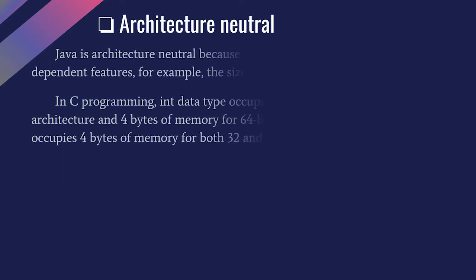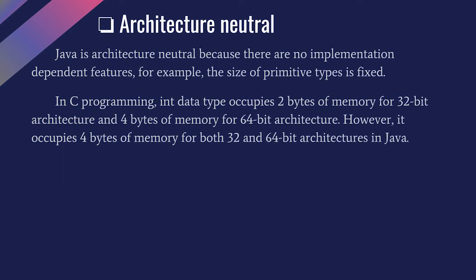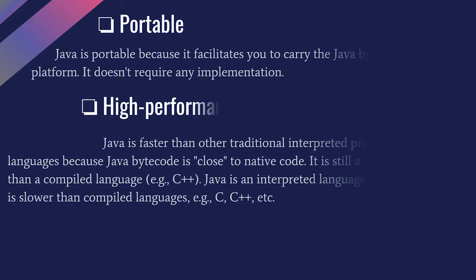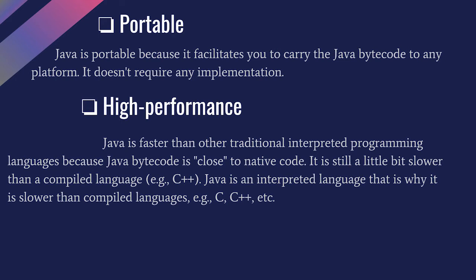Architecture neutral. Java is architecture neutral because there are no implementation-dependent features. For example, the size of primitive types is fixed. In C programming, int data type occupies 2 bytes of memory for 32-bit architecture and 4 bytes of memory for 64-bit architecture. However, it occupies 4 bytes of memory for both 32 and 64-bit architectures in Java. Portable. Java is portable because it facilitates you to carry the Java bytecode to any platform. It doesn't require any implementation.